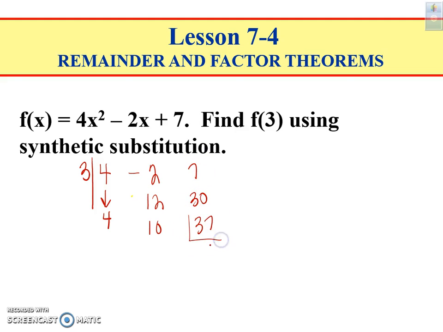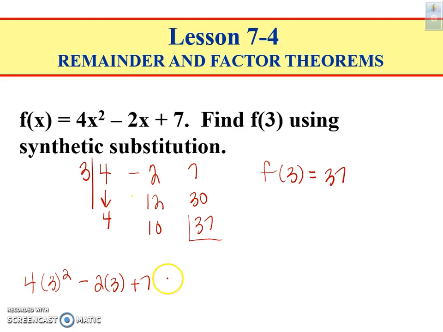So this part right here is what I'm concerned with. And that means that f of 3 is equal to 37. Again, if we were to check that by direct substitution, plugging that into the function, we have 4 times 3 squared minus 2 times 3 plus 7. So we have 36 minus 6 plus 7, which is equal to 37.